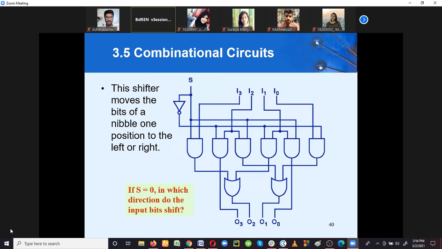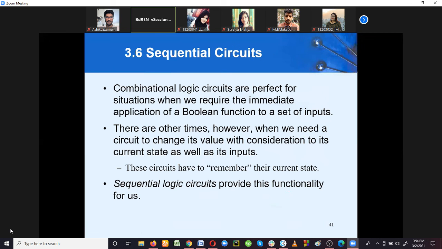So that's all for today, till the shifter combinational circuit. Next day we will read the sequential circuit. Okay. Yes, ma'am.